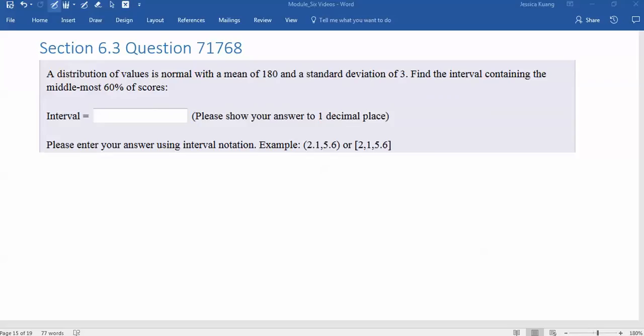A distribution of values is normal with mean equals 180 and the standard deviation of 3. Find the interval containing the middlemost 60% of scores.